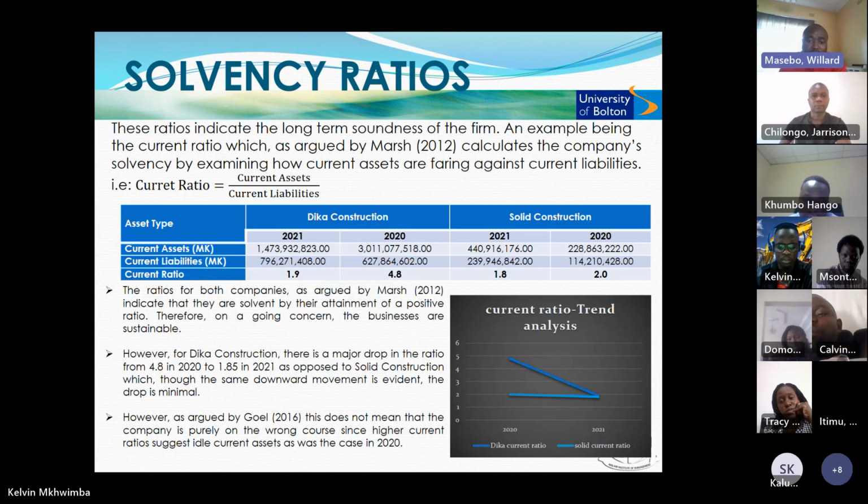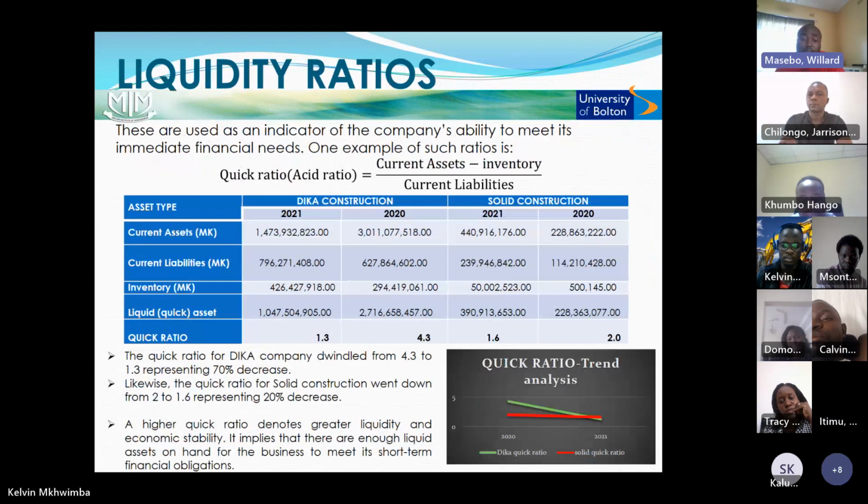So, as argued by Gower 2016, I've already indicated anyway, Mr. Gower trying to give us more insight on the justifications regarding the current ratios. So let me move on to liquid ratio.